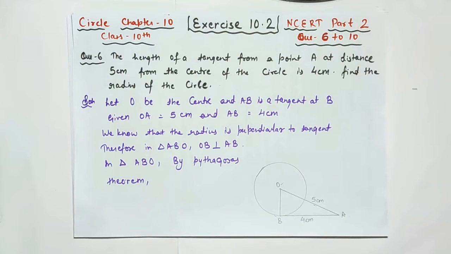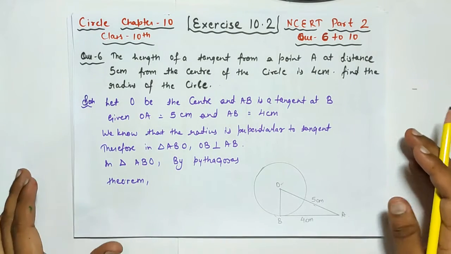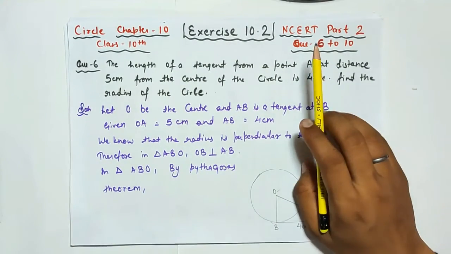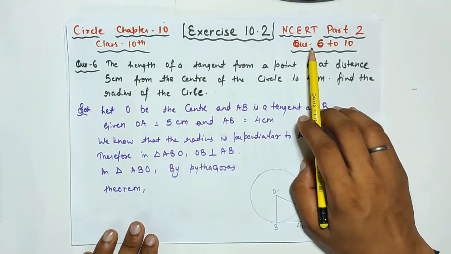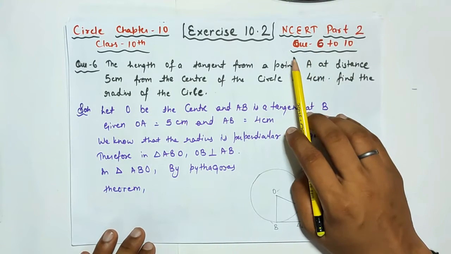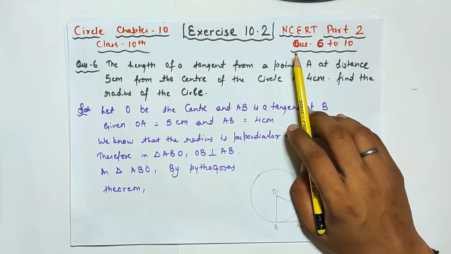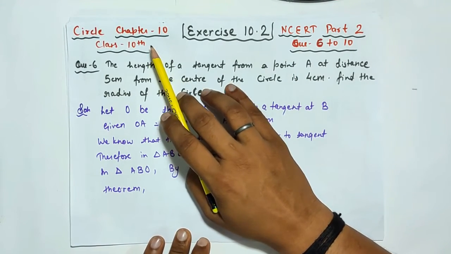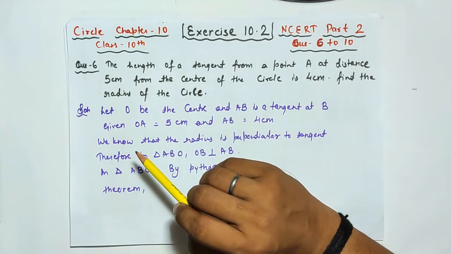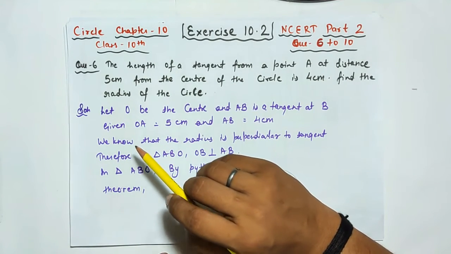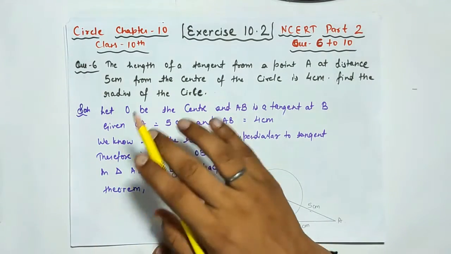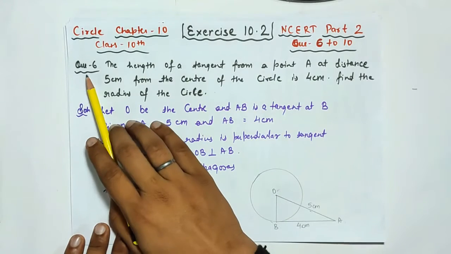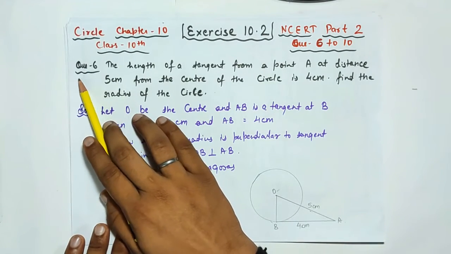So today in this video we are going to cover the next part of exercise 10.2. This is part 2 and we are covering question number 6, 7, 8, 9 and 10 in this video. The name of our chapter is circles and the chapter number is chapter number 10 from class 10th NCERT solution. So this video is really important because it includes question number 6, 7, 8, 9 and 10, which is the part of exercise 10.2. So let's start the video with the very first question of this video, that is question number 6.